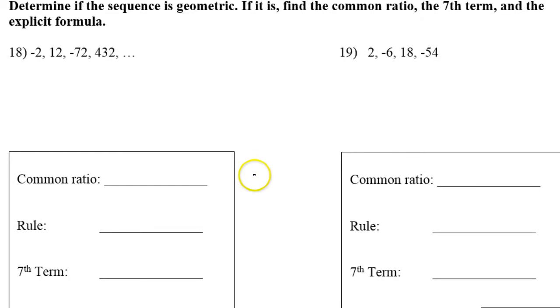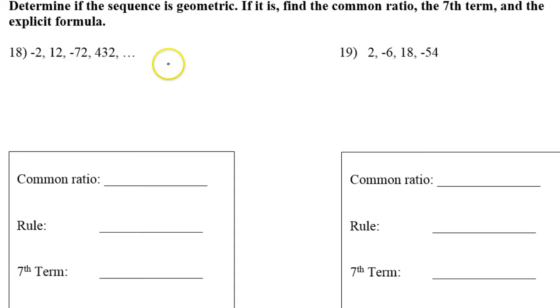In this video, we are going to learn how to recognize geometric sequences, and we're going to learn how to find a formula or a rule that will give us any term of the geometric sequence. And that all begins right now. Bet you can't wait.